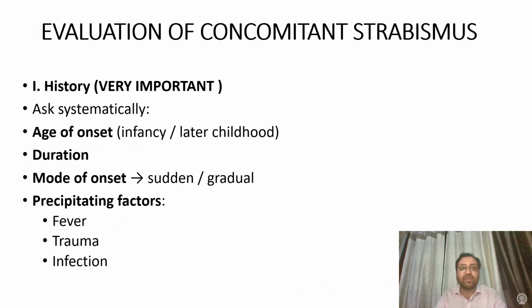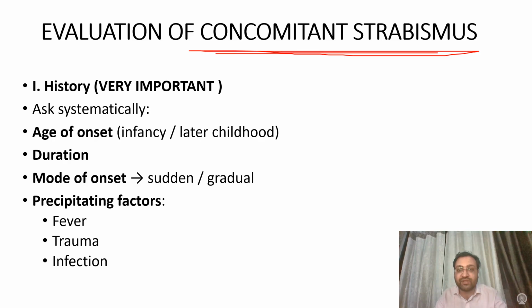All right. Now coming on to the evaluation of concomitant strabismus. Okay, so let us start first with concomitant strabismus and then we will learn about incomitant strabismus. Okay, in concomitant strabismus the deviation is equal. All right, now let us start with history, which is very important.